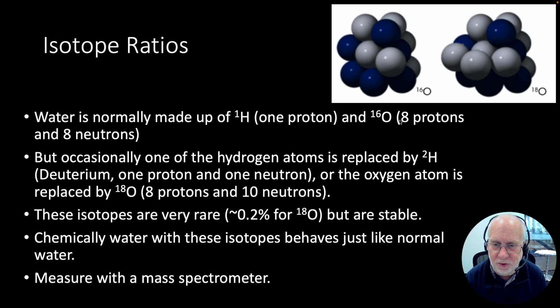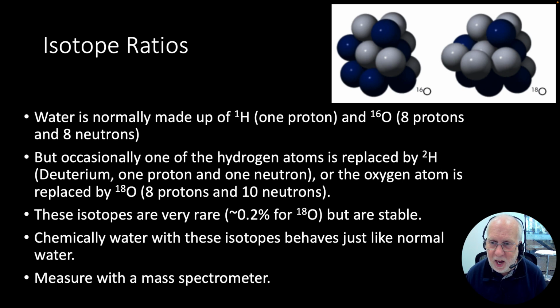An isotope is an atom which has the normal number of protons and electrons, but either too many or too few neutrons. The two isotopes that really matter here, one is hydrogen. Now, water is normally made of one hydrogen, which just contains one proton, and oxygen-16, which means oxygen has 8 protons and 8 neutrons to give it a total atomic mass of 16. But occasionally you find a hydrogen atom which, instead of having just a proton in its nucleus, has a proton and a neutron. This means it's called deuterium, and it will be called 2H.